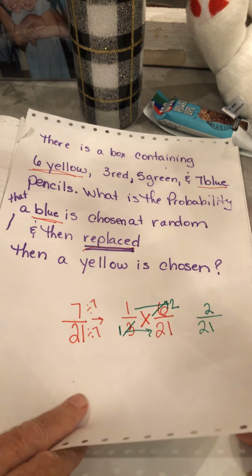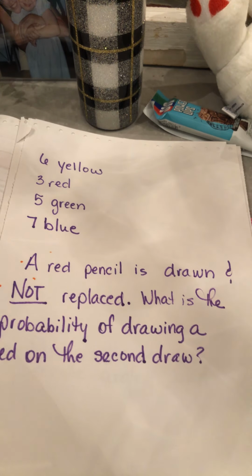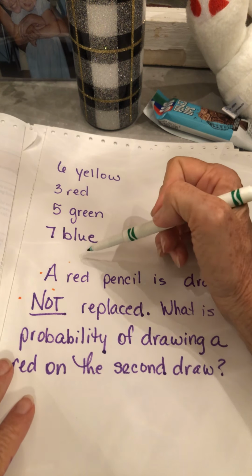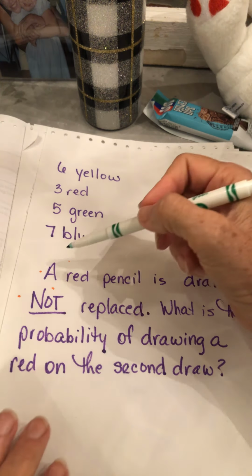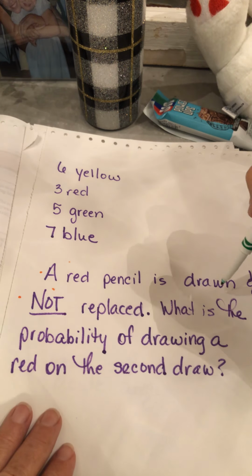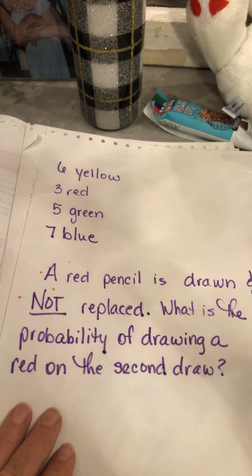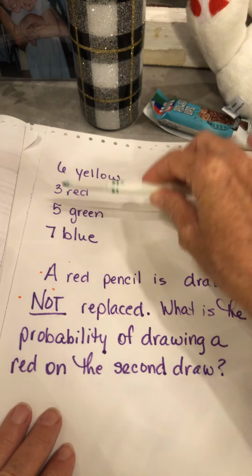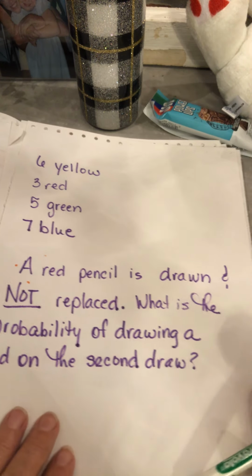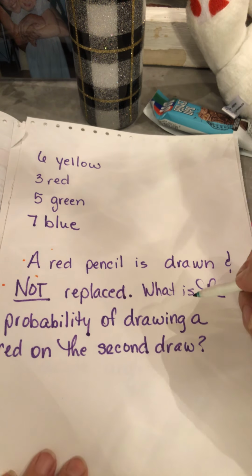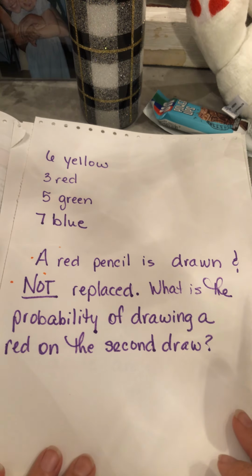All right, there was one more that was missed a lot in the probability quiz. Same information as far as pencils. Now, a red pencil is drawn and not replaced. On the last question, they took a pencil out and then they put it back in. This one, they're not putting it back in. What is the probability of drawing a red on the second draw?